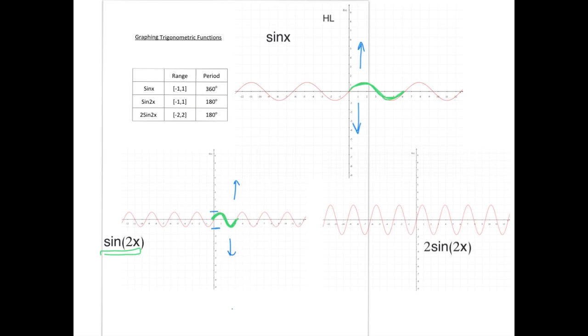And once again, to take a slightly more complicated route, if we look at 2 sine 2x, so taking sine x and multiplying it by this 2, we see that our range now is between -2 and +2, and our period is still 180 degrees, or pi radians. So what's happened is our range has gone from -1 to 1 up to -2 to 2, and our period has stayed the same.